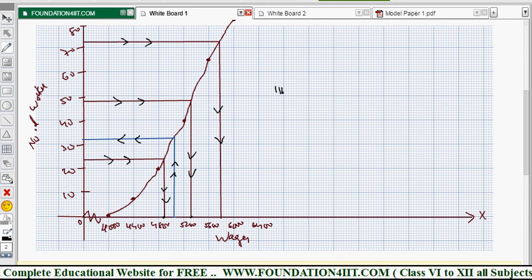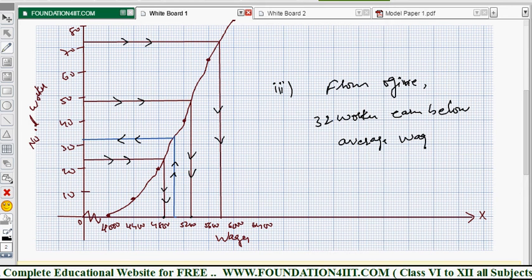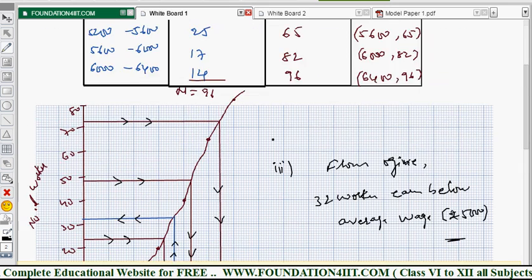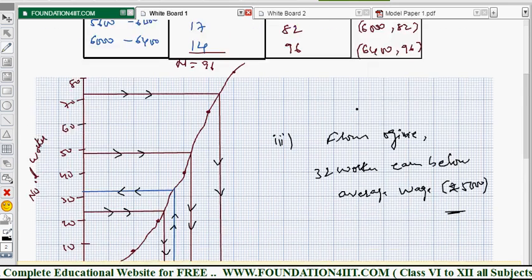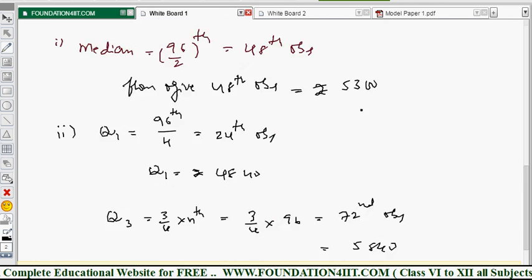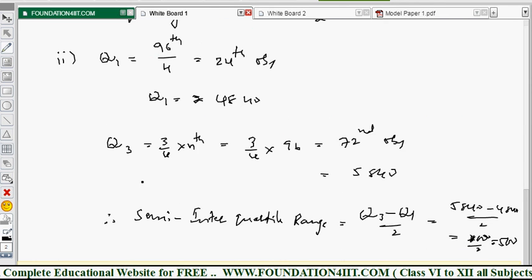So therefore, the third statement you can write like this. From OG, which you can write on the paper, I'm just showing in this graph paper: from OG, 32 workers earn below the average wage, which is rupees 5000. That's all. So only from the graph we can make this clearly. After making the table, it's very easy to solve. Okay, you can solve this. You can see this answer also. And this third one you can write here only.